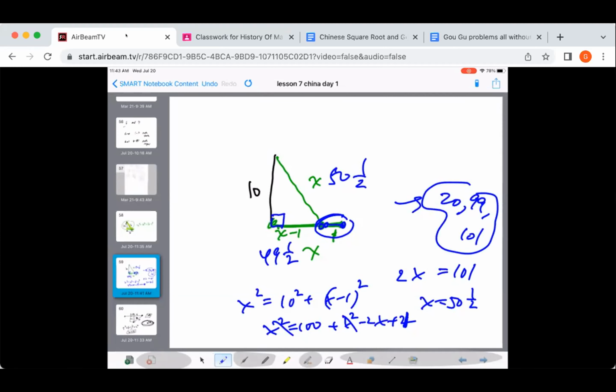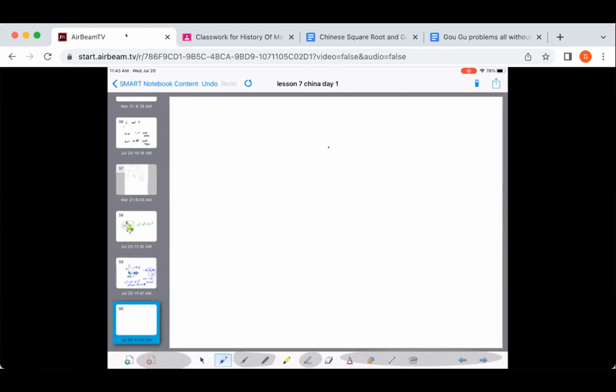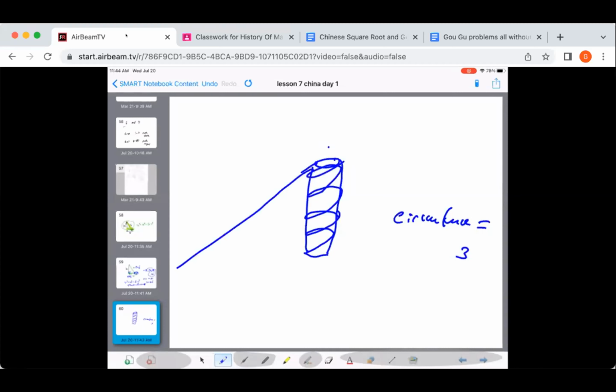Now this next question is pretty unusual. This is number 5. The circumference is 3. And we have this vine going around 7 times. And then they say we stretch it out. They want to know how long the vine is. They tell us the height of this thing is 20.